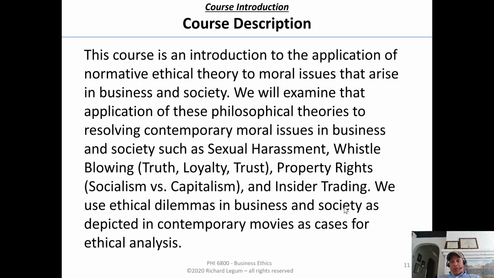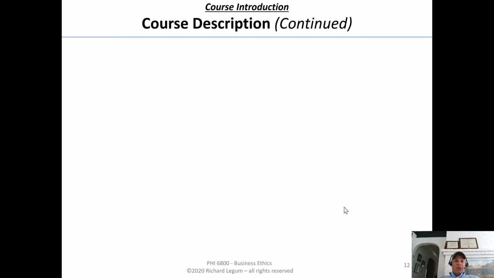That means probably since movies have been invented. But we're going to use these as cases for ethical analysis to help us get a deeper understanding of what the problems are and start to develop ways to try to resolve the issues.